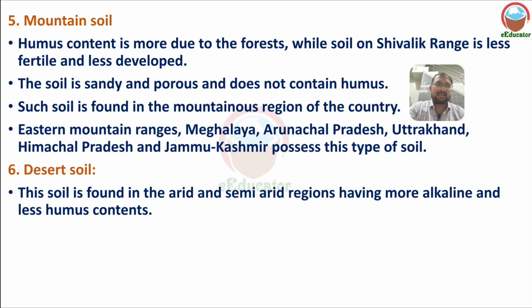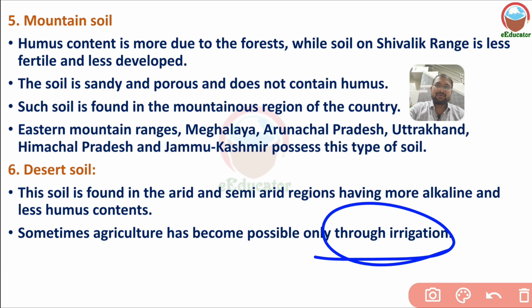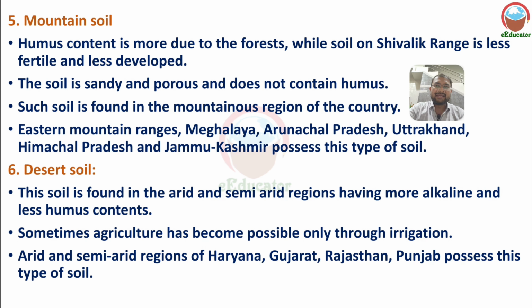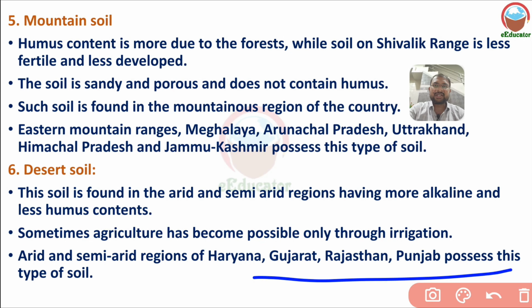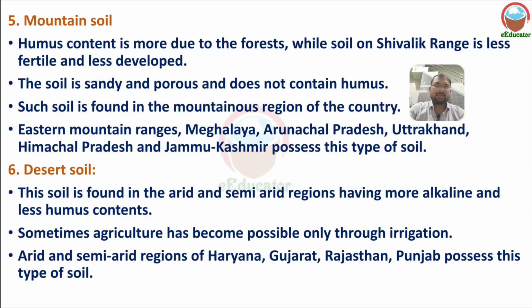having more alkaline and less humus content. In desert soil, more salt is mixed in and there is less humus content. Sometimes agriculture becomes possible only through irrigation. With irrigation, cultivation can be done here. Arid and semi-arid regions of Haryana, Gujarat, Rajasthan and Punjab possess this type of desert soil.